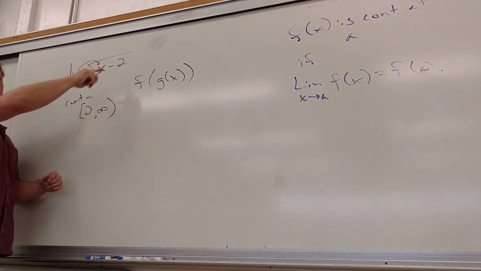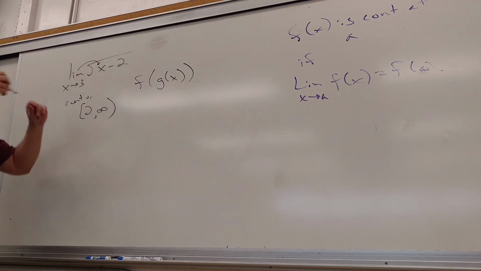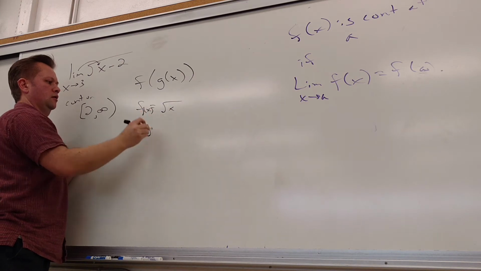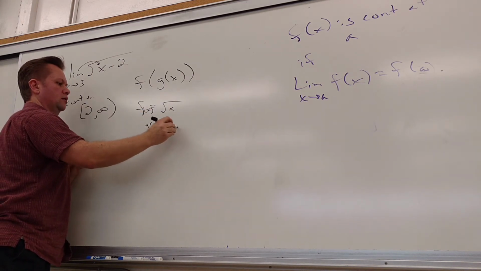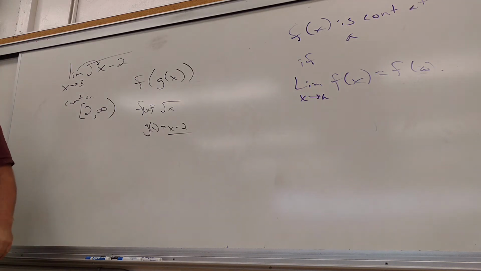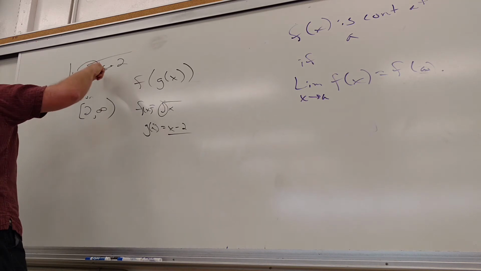What's the outside function? The square root. So the f would be the square root, and the g would be x minus 2. I like it. Is that continuous? Yes. Is that continuous? Yes, on its domain, right? That's all that matters. Therefore, the composition is continuous. There's another theorem in here in a second that says that.